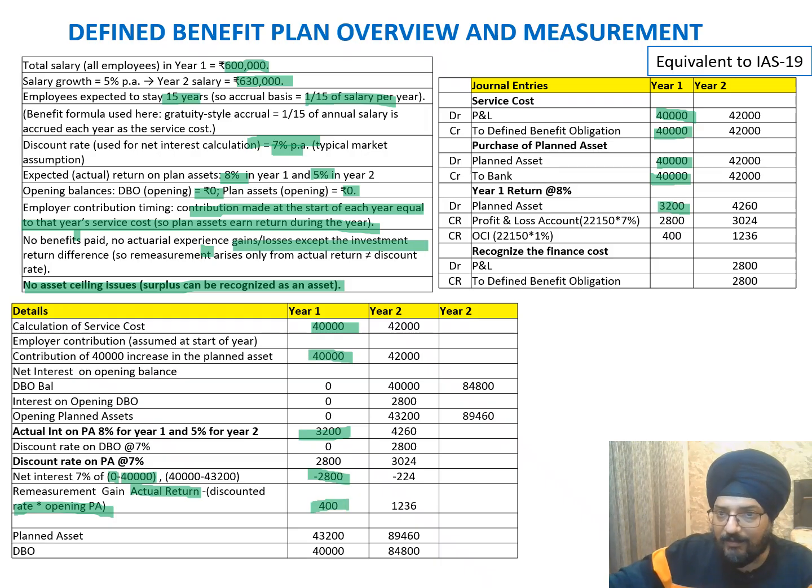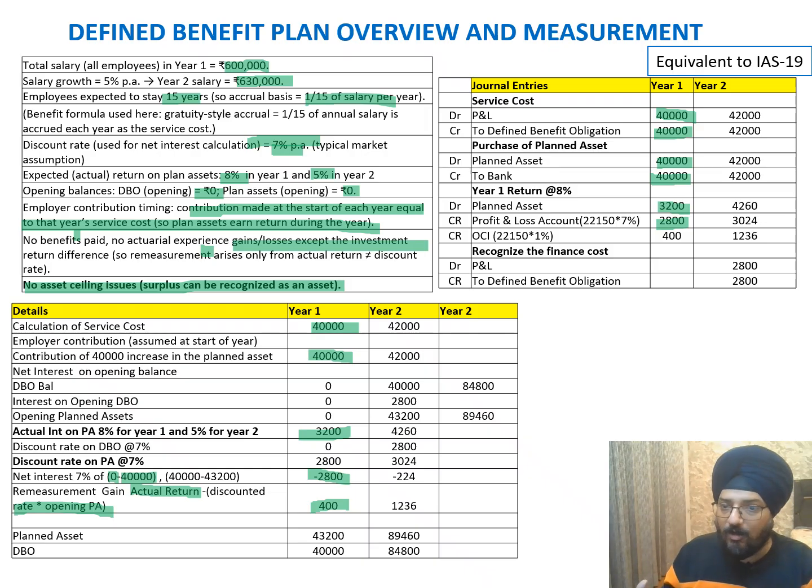So you can see here the entire 3,200, which is the plan asset interest, is broken into two components. First, the amount which is being charged to my P&L, which is credited to my P&L in this case, because I do not have any finance cost in year one, because my obligation was created at the year end.